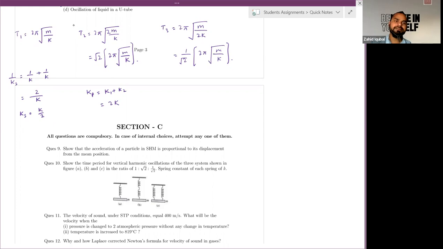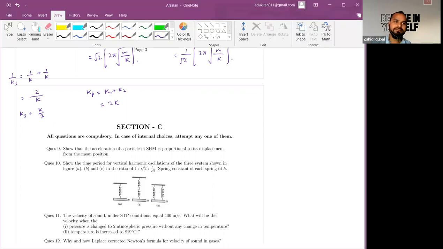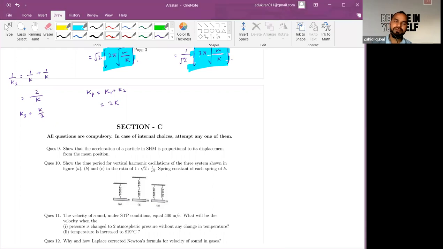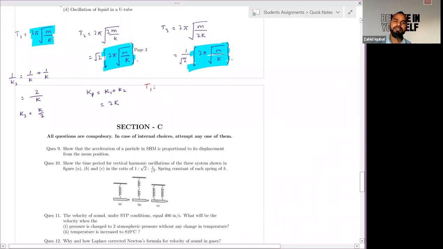Now in these three different parts, we have the same expression in all three. So if you take the ratio of these three parts, that is T1 is to T2 is to T3, for the first one you'll get nothing but 1. For the second one, it will be root 2. And for the third one, it will be just 1 by root 2. So in question number 10, you have to derive this part.